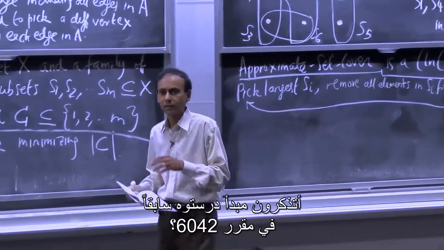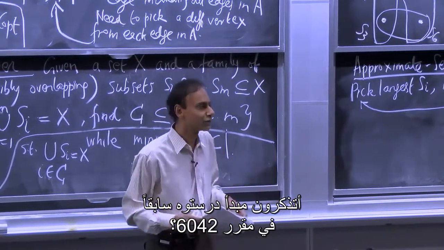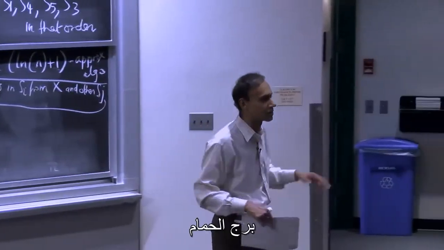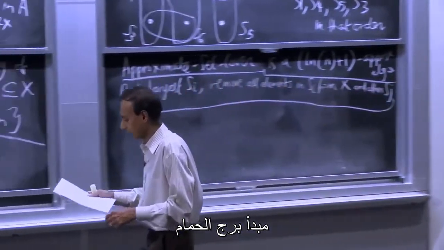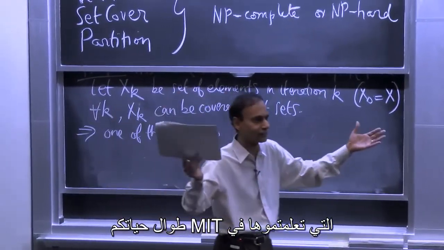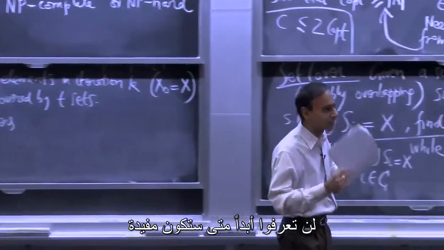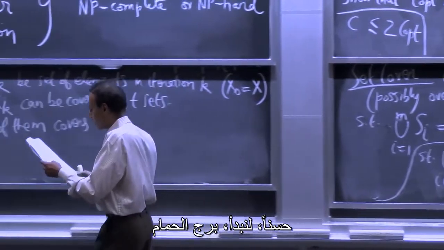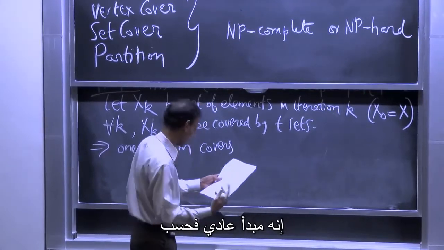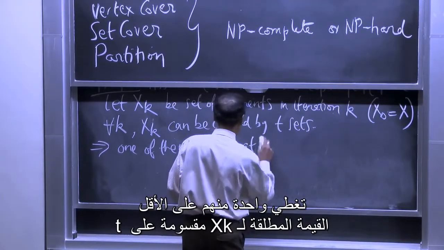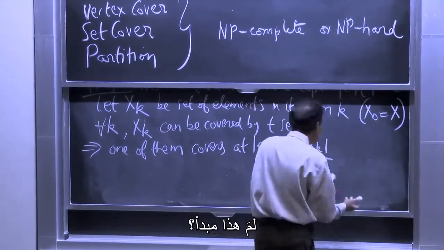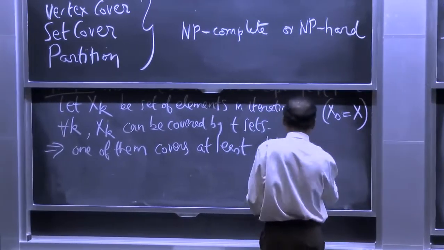Remember a principle from way back, 6042, my favorite principle. Pigeonhole principle, right? You have to remember all of the material that you learned at MIT for the rest of your life. You never know when it's going to be useful. So here you go, pigeonhole, my favorite principle. It's such a trivial principle, but one of them covers at least xk divided by t elements.